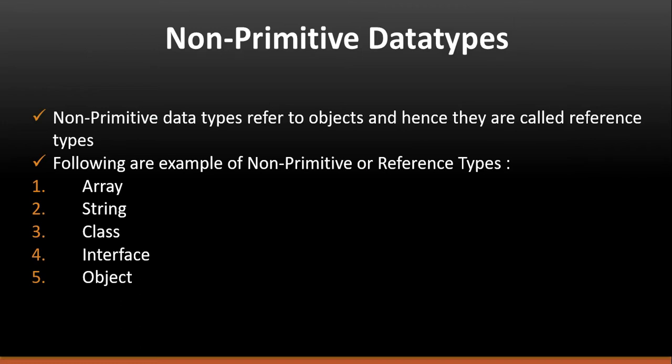Next we have non-primitive data types. Non-primitive data types refer to the objects and hence they are called reference data types. So here are few examples of non-primitive or reference data type. Arrays, string, classes, interface, objects, enumeration, they all belong to non-primitive data types. So if you want to use this type of data, you have to create object of this particular data type and then you can use that data. So this was all related to non-primitive data type.